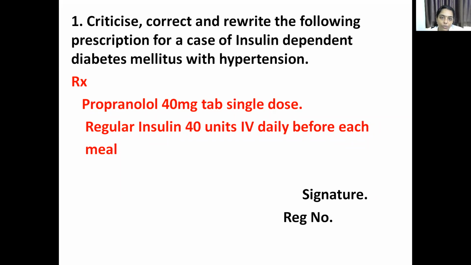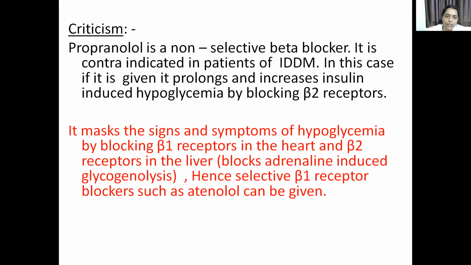So what we have to do is take either a cardioselective beta blocker, or in fact ACE inhibitors, which are the first choice drugs for insulin dependent diabetes mellitus patients. That is what is written here. Propranolol is a non-selective beta blocker. It is contraindicated in patients of insulin-dependent diabetes mellitus. If it is given, it prolongs and increases the insulin-induced hypoglycemia by blocking the beta 2 receptors. Is this sentence clear?